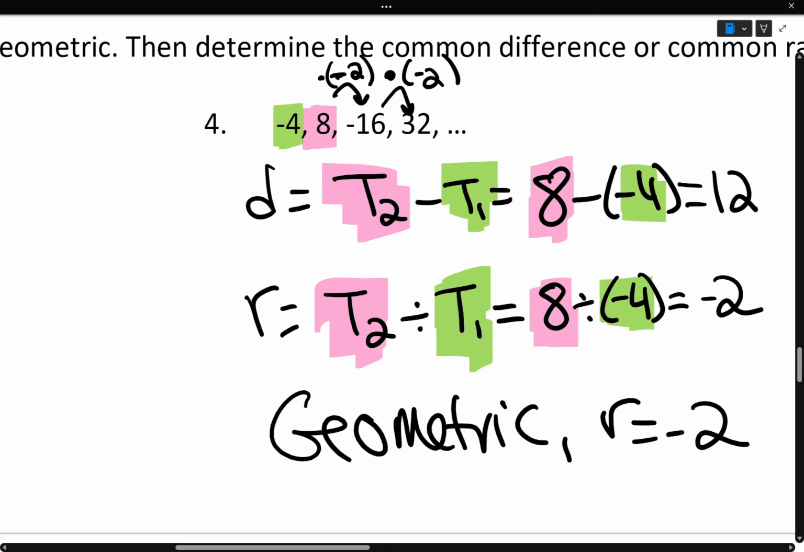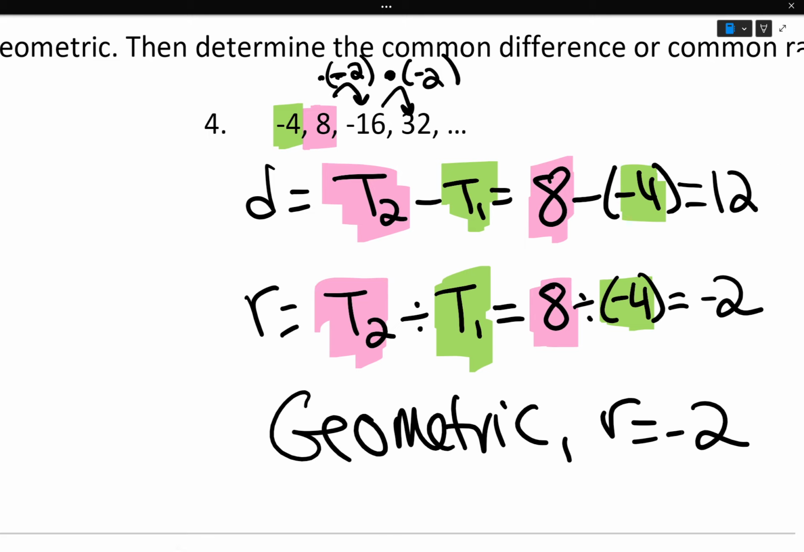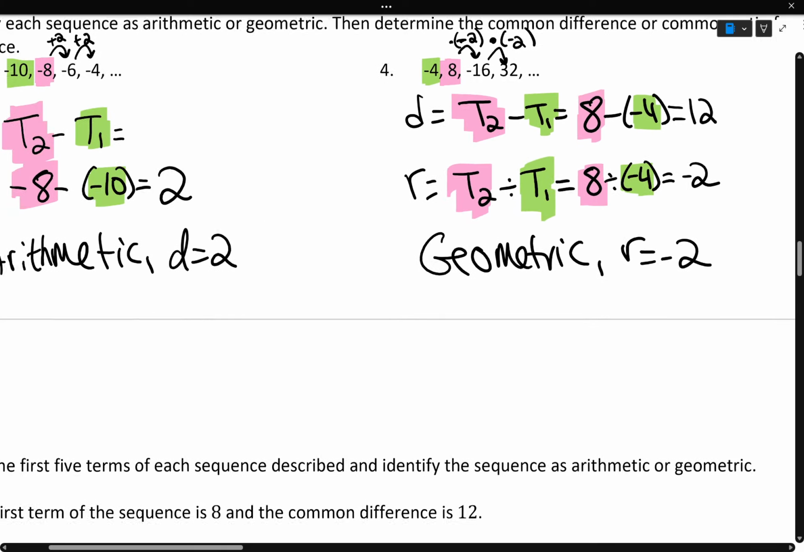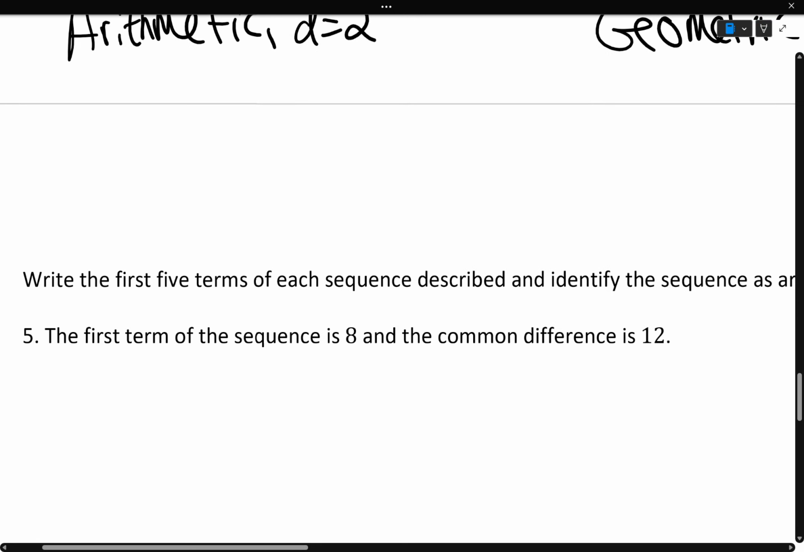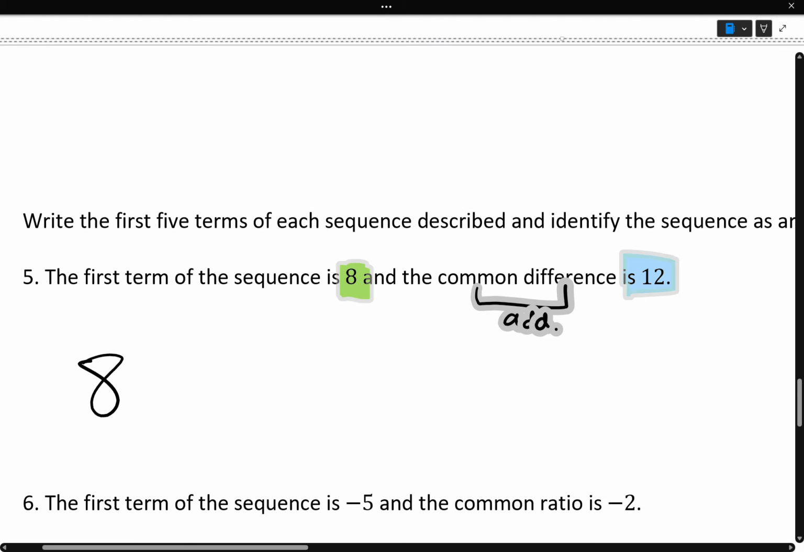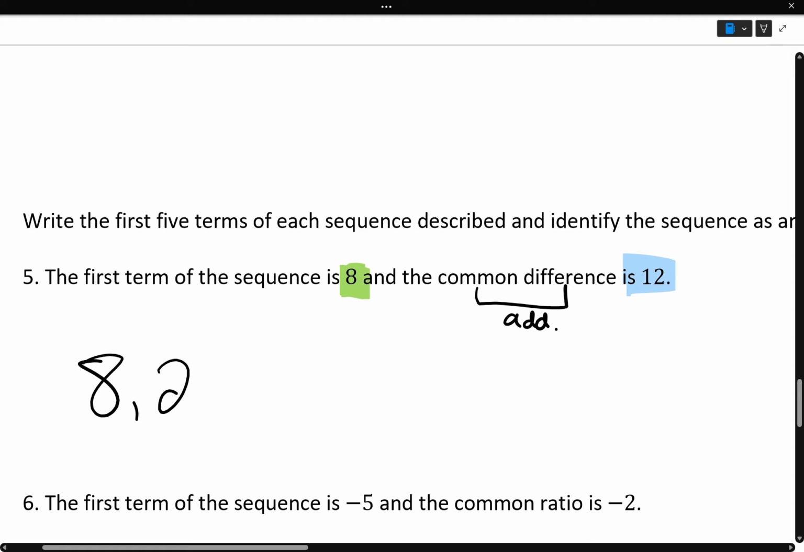Cool. Now, let's take a look at 2 prompts for patterns, and we'll set them up. All right. Write the first 5 terms of each sequence that we have described. The first term of the sequence is 8, and the common difference is 12. Common difference means add. Okay? So we got 8. 8 plus 12 is 20.